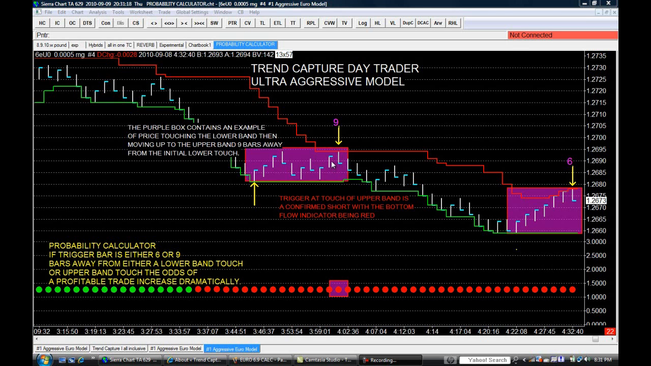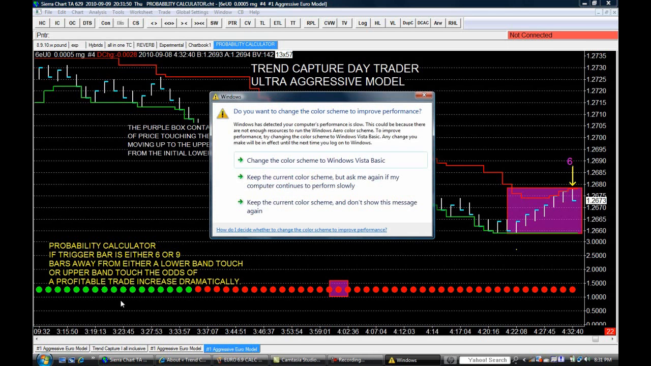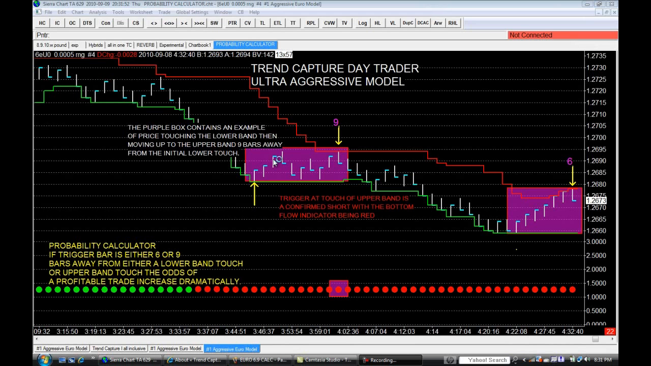What you're looking at is the number of bars between the trigger and where it last touched the bottom channel. If the trigger bar is either a 6 or a 9, 6 or 9 bars away from where it touched the bottom, or in the case of a long position where it touched the top, then the odds of a profitable trade in that direction increase dramatically. So really you could take an aggressive model like this and have a relatively conservative theme about it because of how you're filtering the signals.